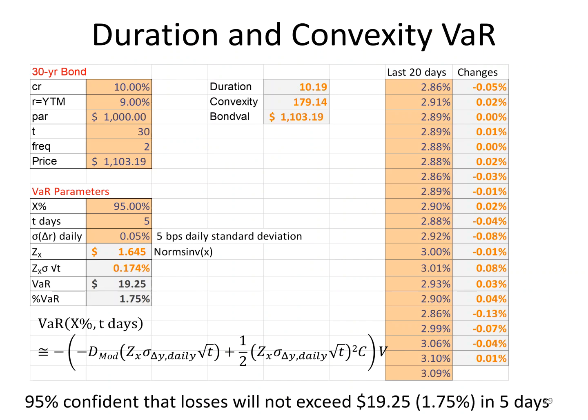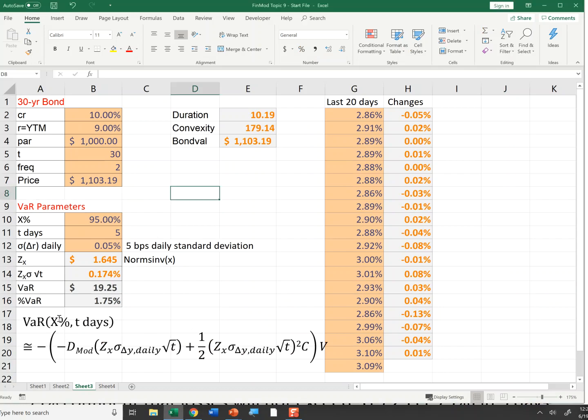So I'm going to go to my spreadsheet. And what we see here is, again, the negatives are offsetting each other because I'm going to quote the VaR as a positive number. I have, say, the last 30-day yield of this bond. I calculated the changes in yields. I then calculated the daily standard deviation of rate changes. So there's 5 basis points per day standard deviation. I then calculate my Z of X, NORM.S.INV of Z. I'm going to do a 95% confidence interval, 5-day VaR.